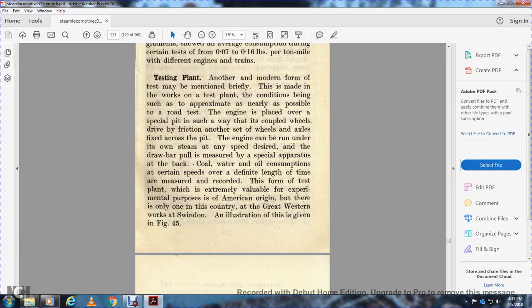This form of test plant was extremely valuable for experimental purposes. It is of American origin, but the only one in this country is at the Great Western works in Swindon. An illustration is given in Figure 45.